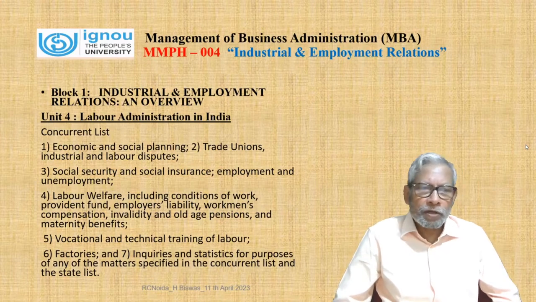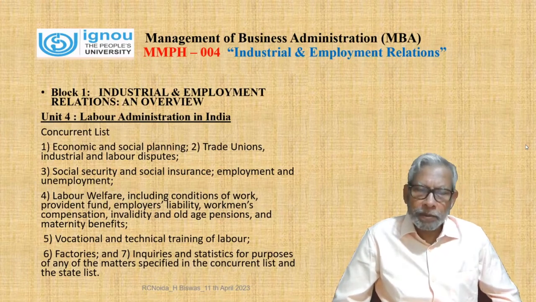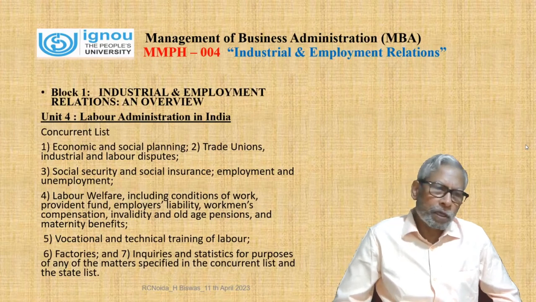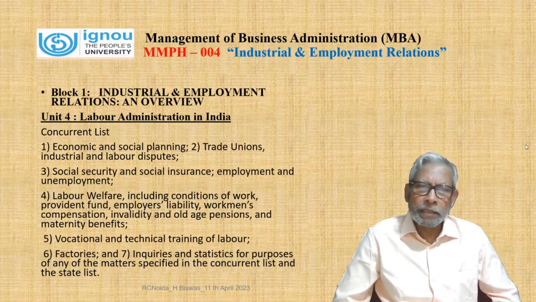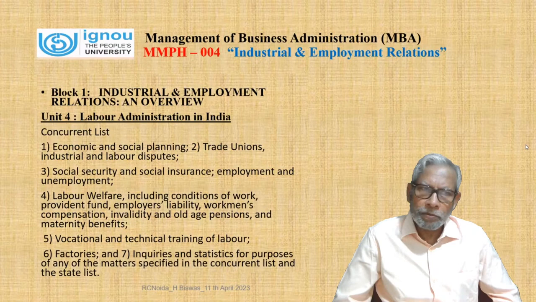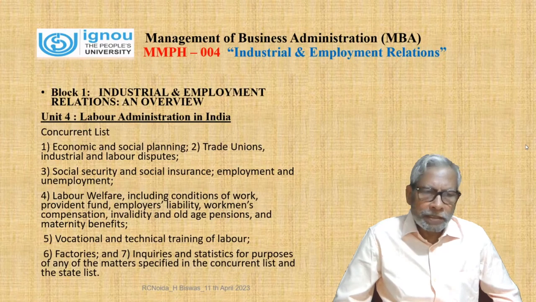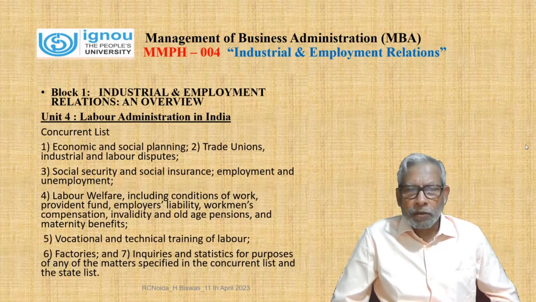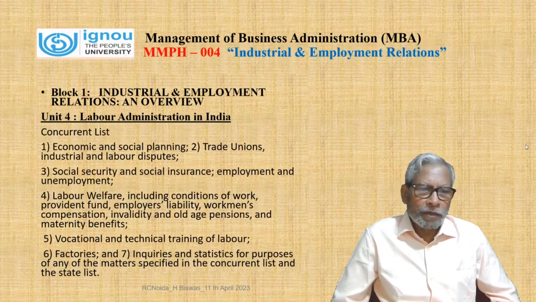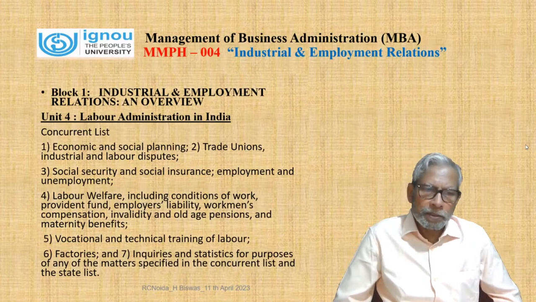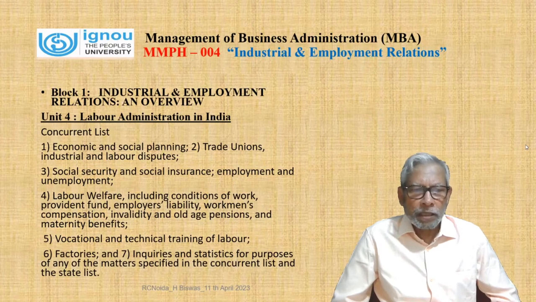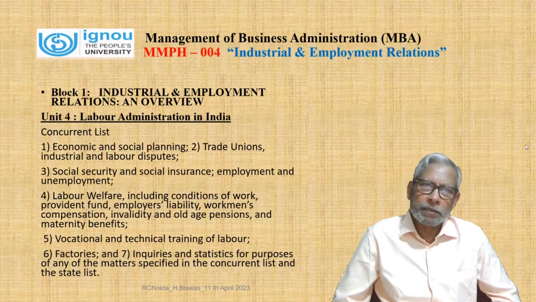Then 5 is the vocational and technical training of the labor. That is, as I told you, something that is also in the concurrent list. Then your factories and the inquiries and the statistics for the purposes of any of the matters specified in the concurrent list and the state list.